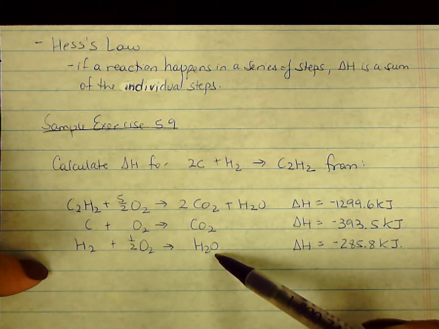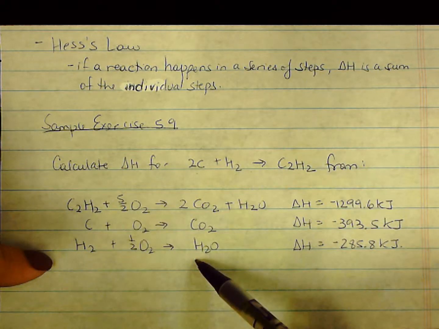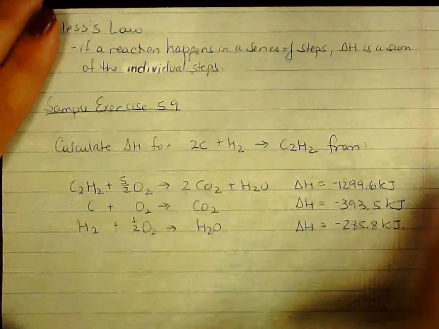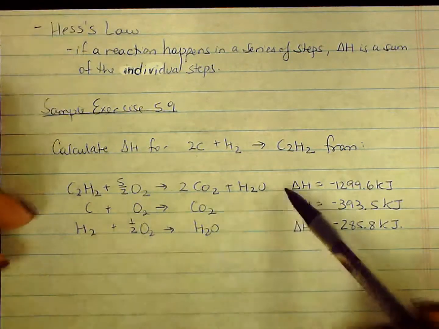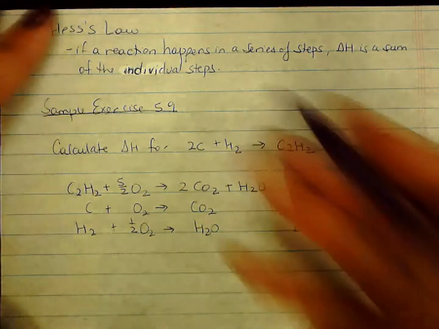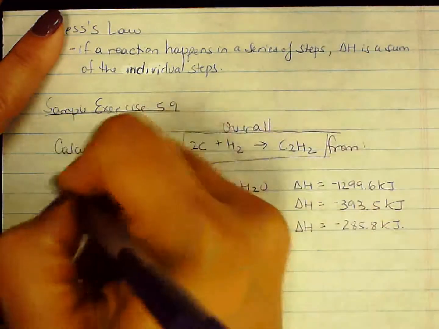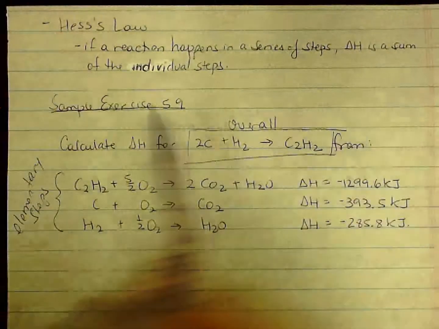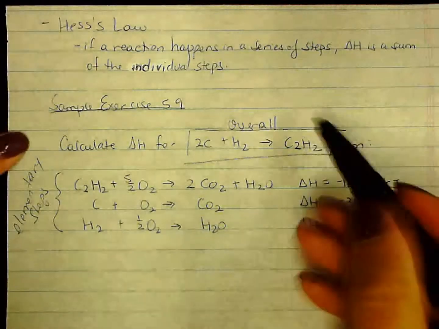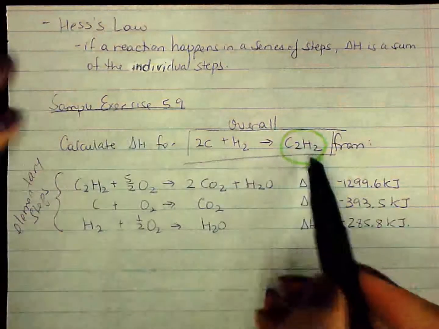Okay, so now I'm going to add the three lines together, okay, and get rid of things that appear to be, AKA, spectators. So water's a spectator, carbon dioxide's a spectator. If we add up the oxygens, I end up with 5 halves. I'm sorry, do I? Hang on, let's see. Yeah, I end up with 5 halves. And I have 5 halves over there. That becomes a spectator too. And when I add up what's left, you end up with 2C plus H2 yields C2H2, fabulous, which is my overall equation. All right, that's my overall equation.